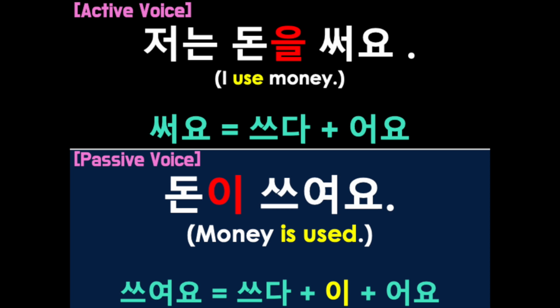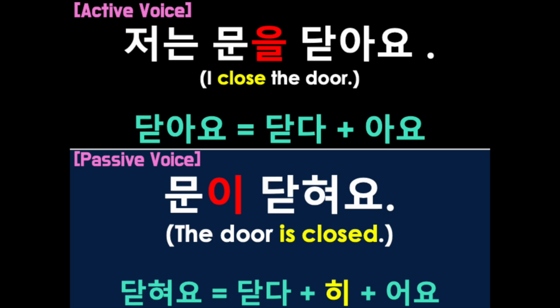Next, 저는 돈을 써요. I use money. 써요 originally comes from 쓰다 plus 어요. 써요. And this is active voice form. How do we change this to passive voice sentence? 돈이 쓰여요. Money is used. 쓰여요. Where does it come from? 쓰다, which means to use. 이, passive voice suffix. And 어요, informal ending. 쓰여요. 돈이 쓰여요.